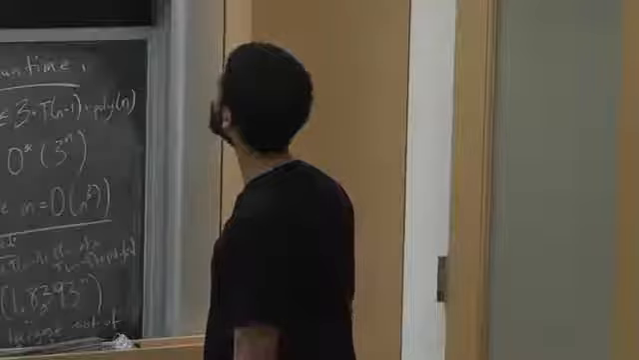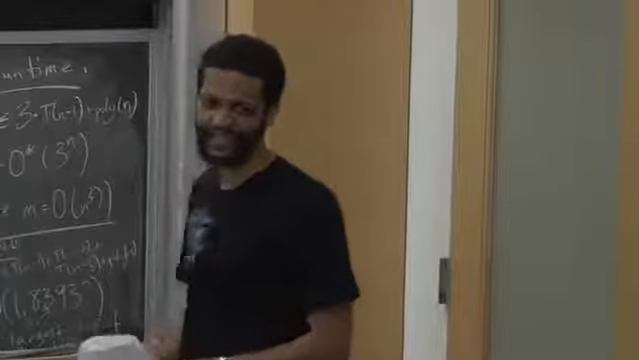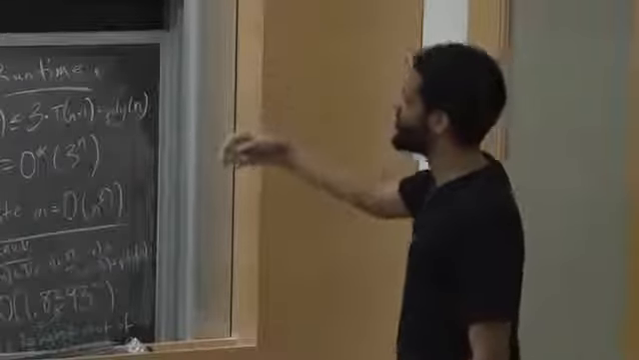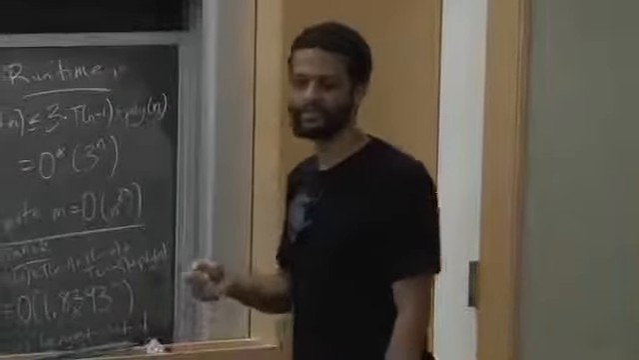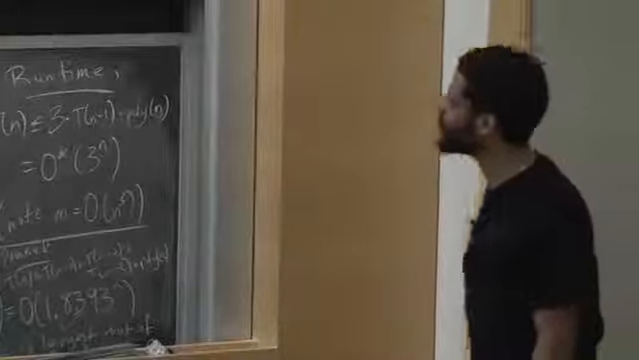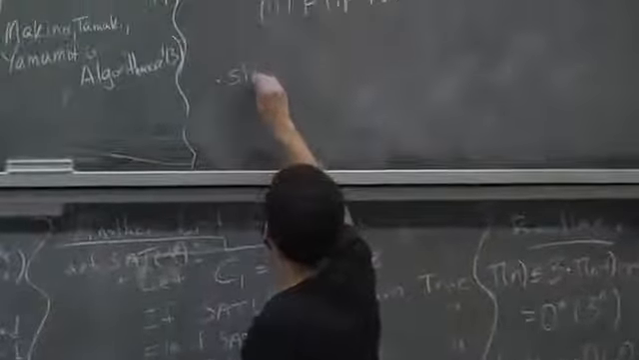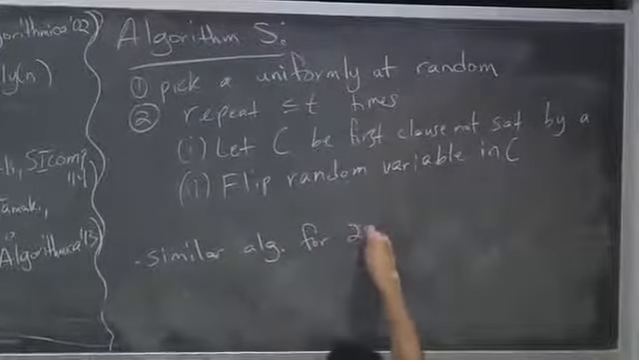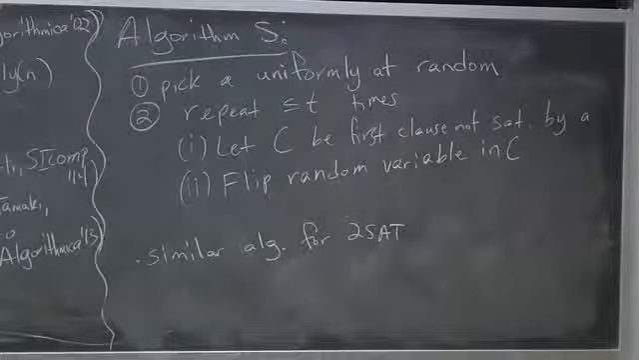Actually, no, what did I say? Did I say we're going to run it with t being n? No, we're going to run it with t being (4/3)^n. Or you can think about it also as we're going to run it with t being n, and then we're going to do this algorithm multiple times. So with 2-SAT, there's a similar algorithm due to Papadimitriou, I think 1991, something like that.